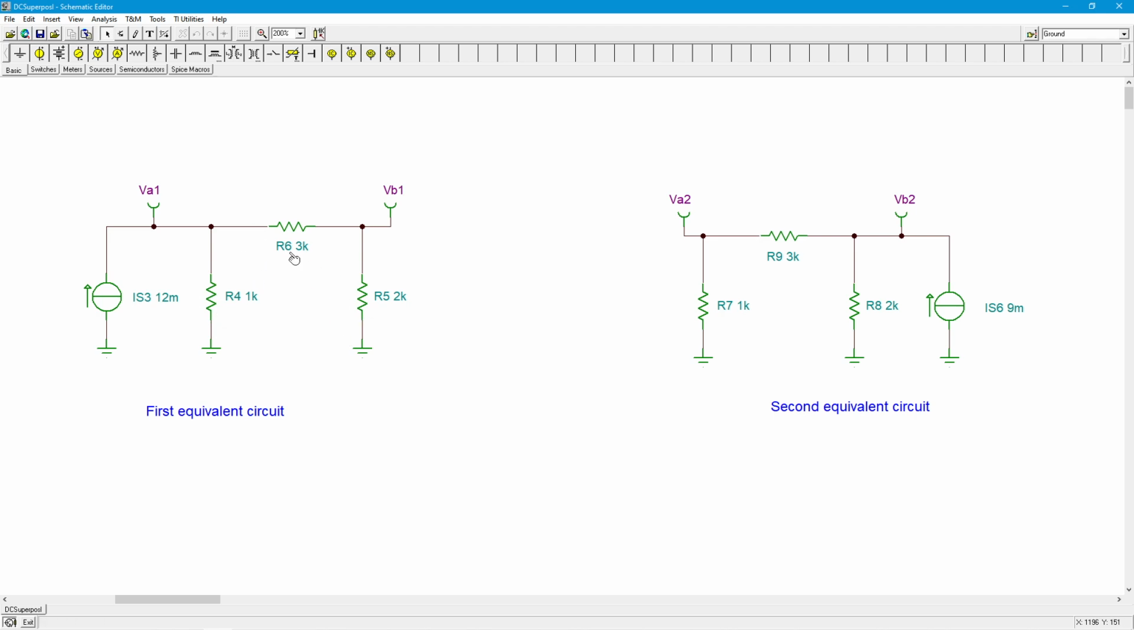Either way you do that, using Ohm's law, 10 mA times 1K is going to get you 10 volts. 2 mA times 5K is going to get you 10 volts. So VA should be 10 volts. All right.